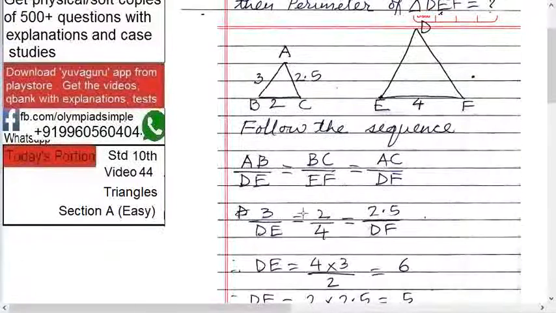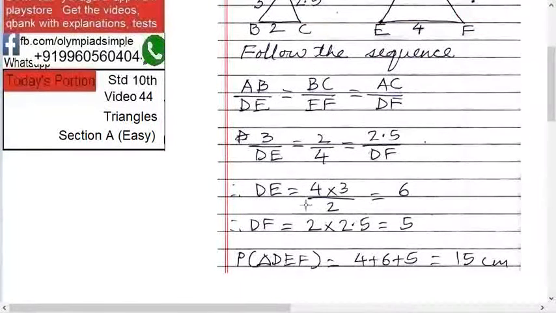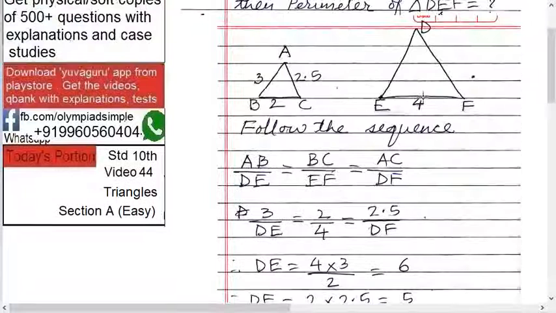Right? Now put the values. 3 upon DE equals 2 upon 4 equals 2.5 upon DF. So DE and DF we can find out now. DE equals 4 into 3 upon 2, that is 6, and DF equals 2 into 2.5, that is 5. Now we got all the sides.